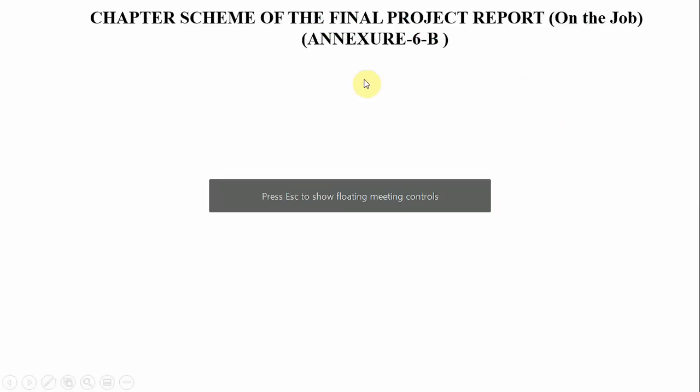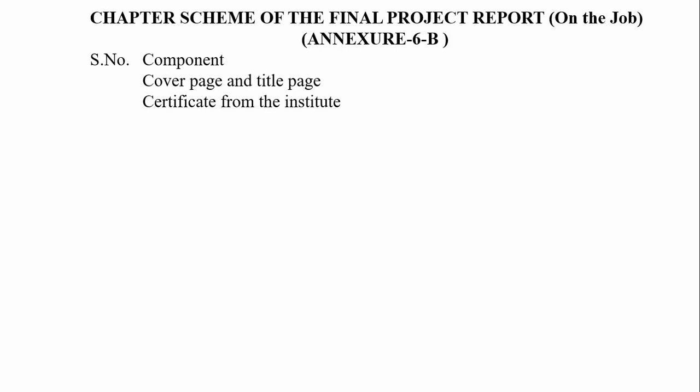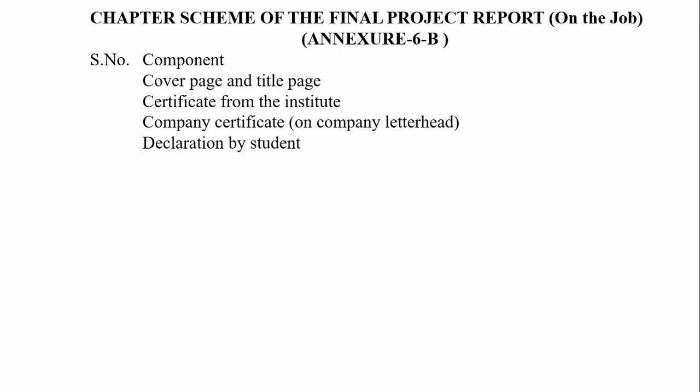Okay, so this is for the project report, which is not really research based, but is something which the company wants you to do. This is given in Annex 6B of the SIP guidelines. It also starts with a cover page and title page. The certificate from the institute is similar. The company certificate, again, you will get it. You will need to write it there. You will include the declaration.